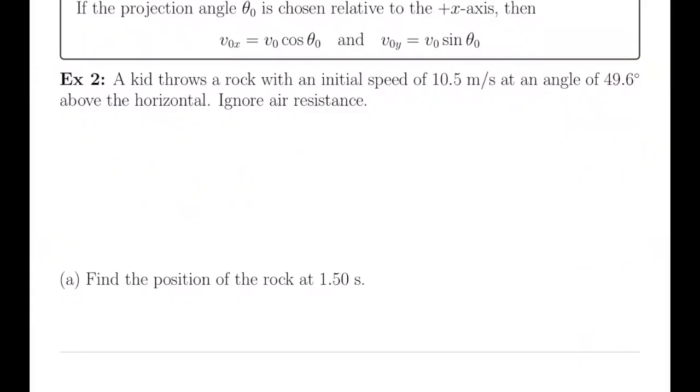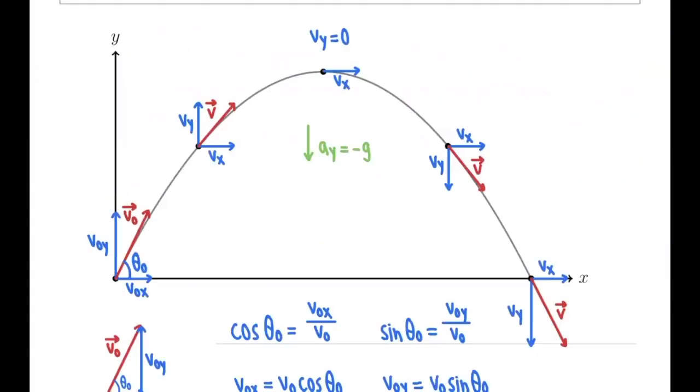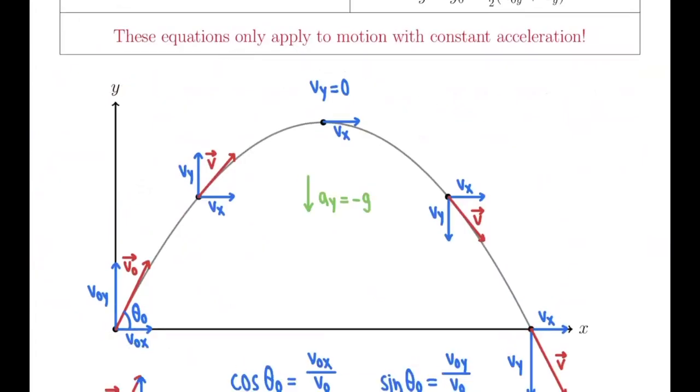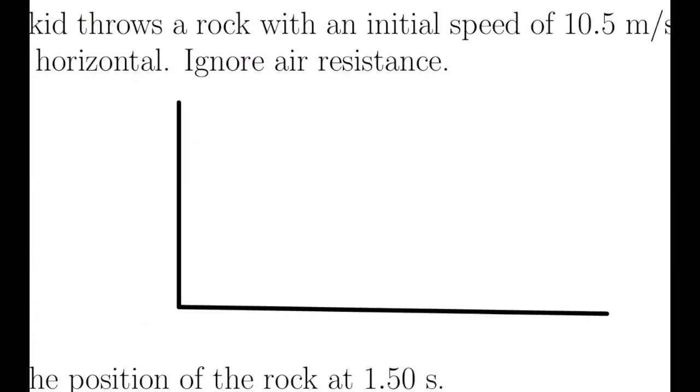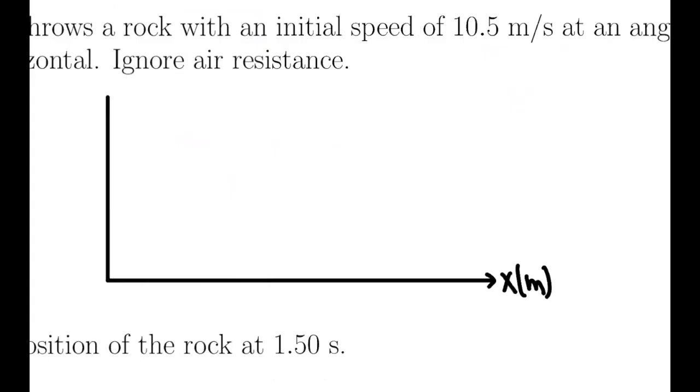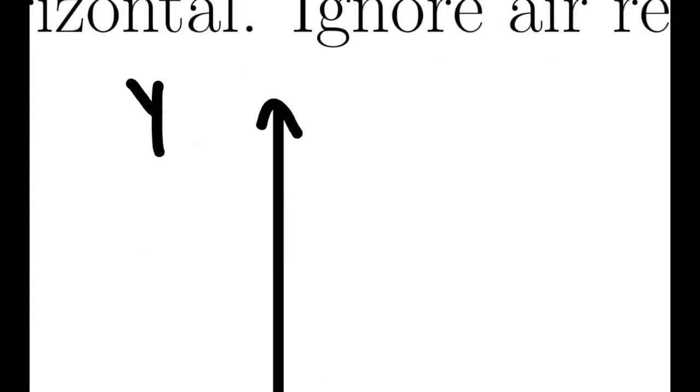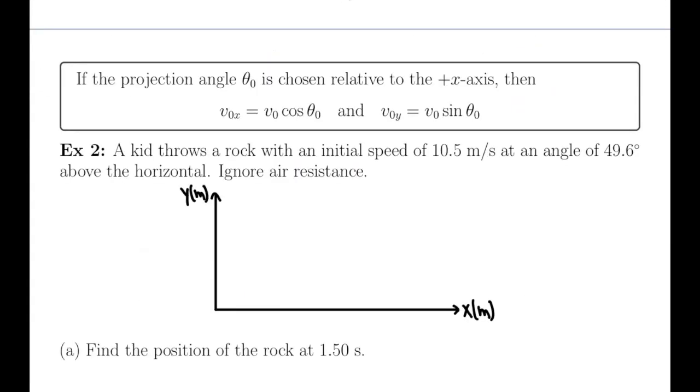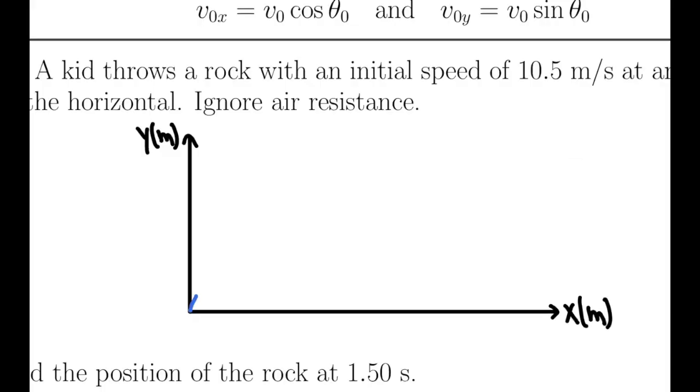So I'm going to start by drawing a picture, kind of similar to this one right here. I'm going to make the positive x to the right, so x is in meters like this. And positive y will be up, and y is also in meters. The rock is basically thrown starting from x equals 0 and y equals 0. So its path is going to be a parabola like this.